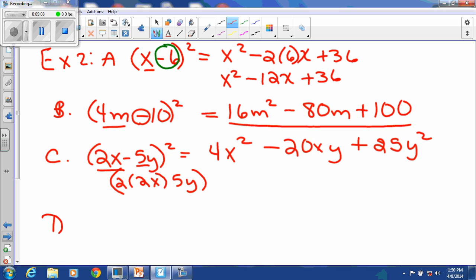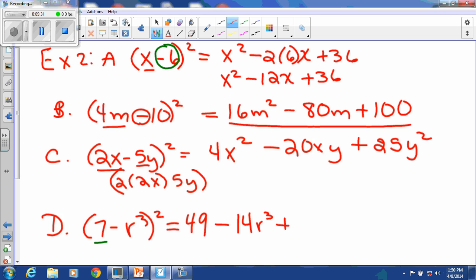One more example. See if you can follow along and predict what the answer will be. 7 minus r cubed squared. The first term is 7. When we square it, we get 49. Minus, because we have a minus sign, 7 times r cubed is 7r cubed. But when you double it, you get 14r cubed. Plus, negative r cubed times negative r cubed is a positive r to the 6th. This is how we square a binomial when we have a subtraction sign.